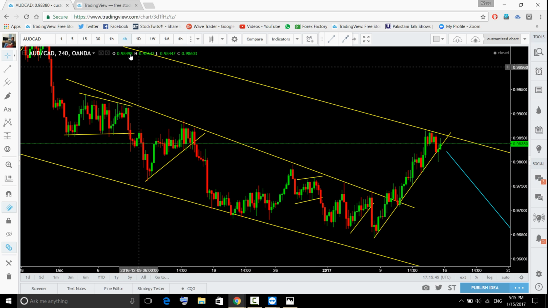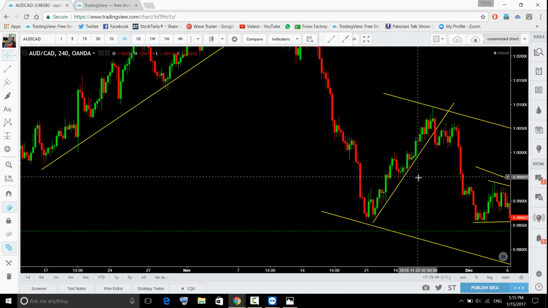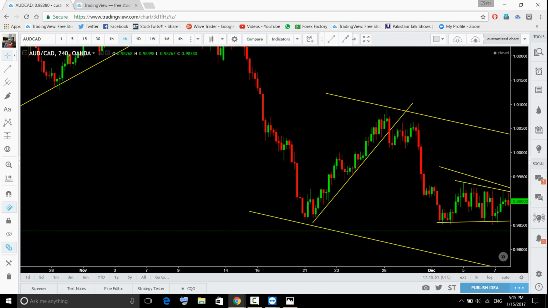Okay, price broke down, but it did not continue. So this is the breakout, this is the breakout candle. I have spoken about this before. We can see after that, price was forming a trend continuation pattern.